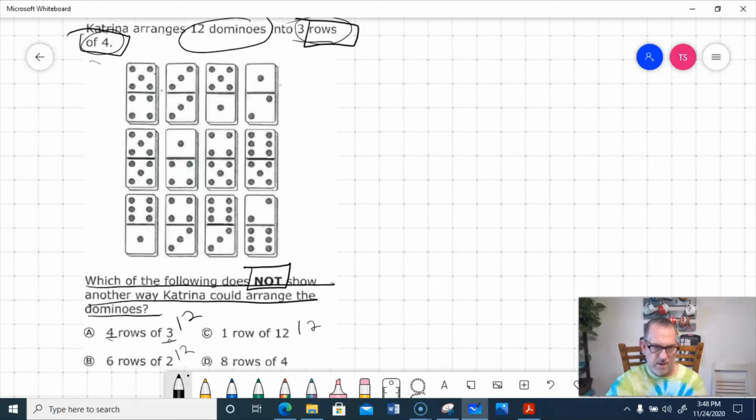Okay, well, let's look at that. If I'm multiplying something by 4, with 8 rows of 4, I could just go ahead and double 8. If I double 8, that's 16. If I double 16, I get 32. So 8 rows of 4 would be 32 dominoes. Oh, not 33, but 32 dominoes. So that looks like the one that is not another way I can arrange the dominoes.